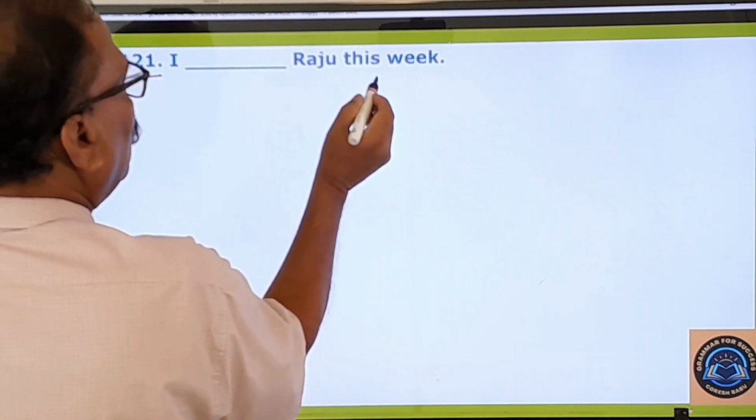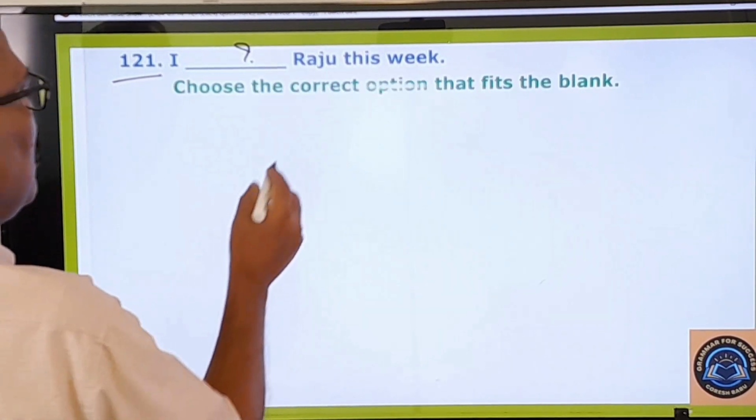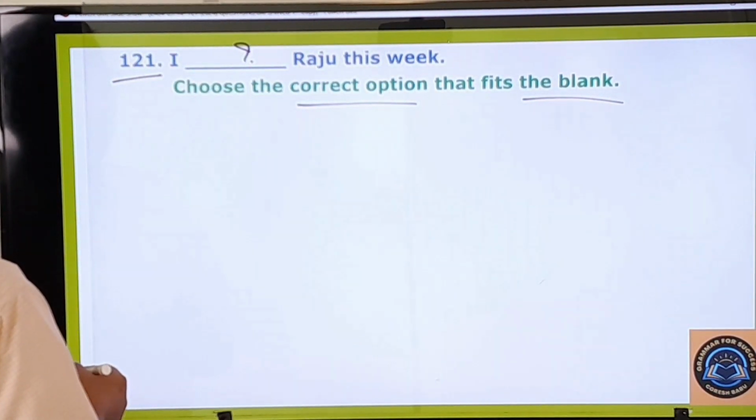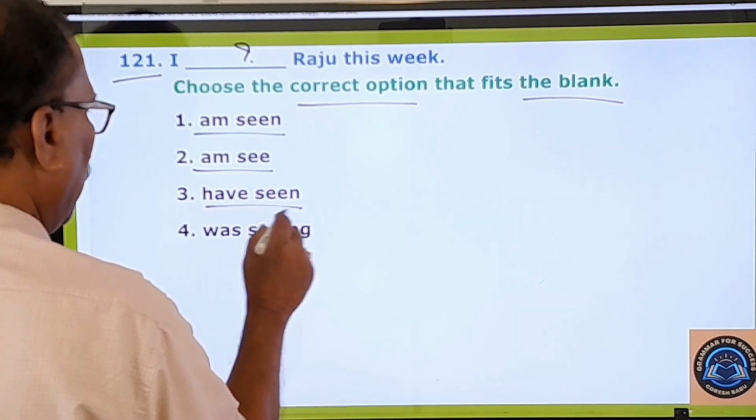Okay, "I dash Raju this week." So a blank is given here. What is to be used in this blank? Choose the correct option that fits the blank. Okay, what are the options given here? Let us see: am seen, have seen, was seen.